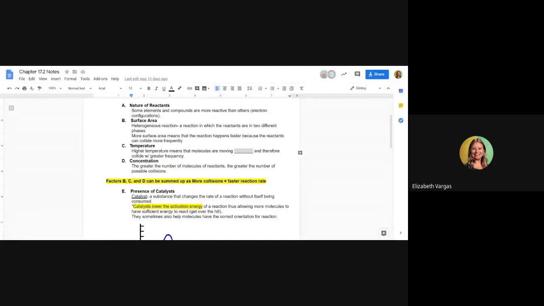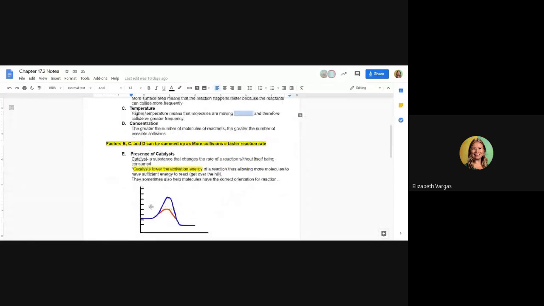Okay, hi guys. We're going over 17.2 notes. So this blank right here was faster. If they move faster, they're going to collide more often, and also they have more energy when they collide. So this is a 2-for-1. When you have a higher temperature, the reaction speeds up a lot because you have more collisions, and those collisions have greater energy, so they can get over that little hill that we talked about last time, which is the activation energy.